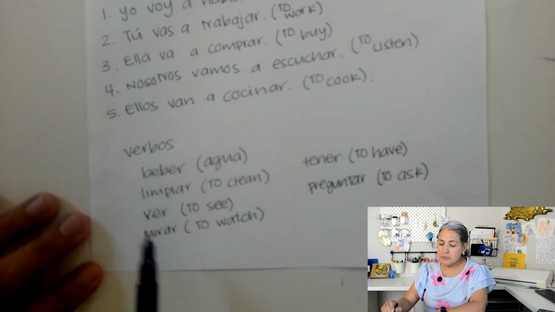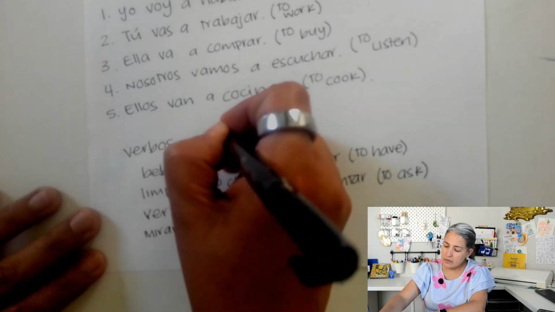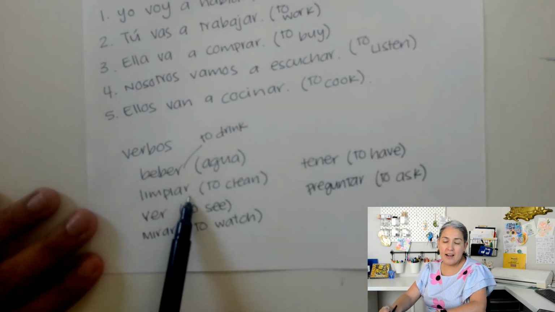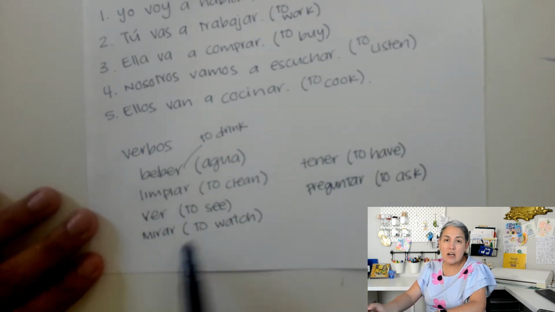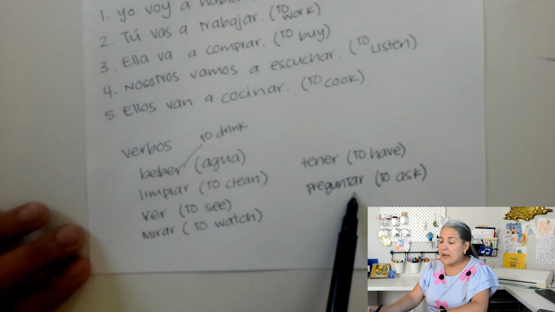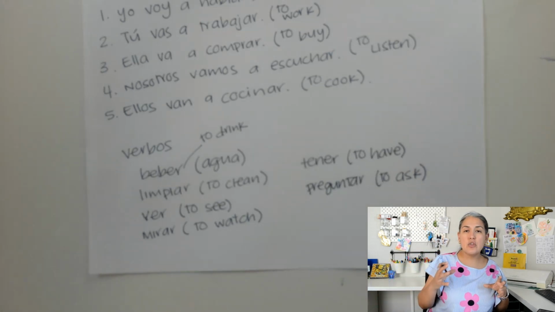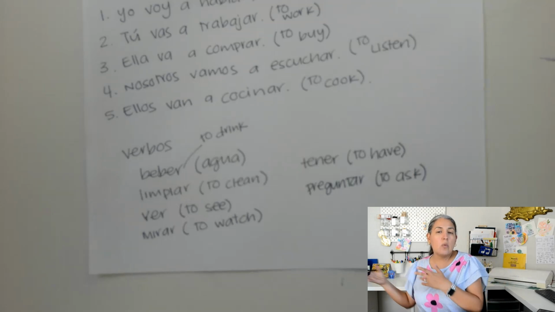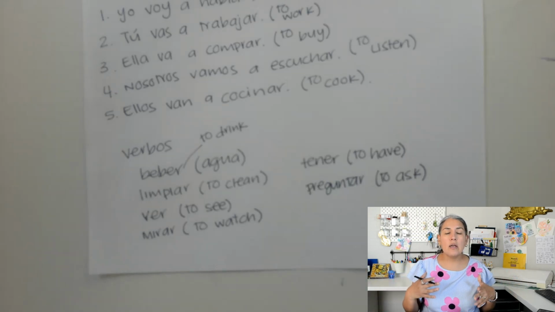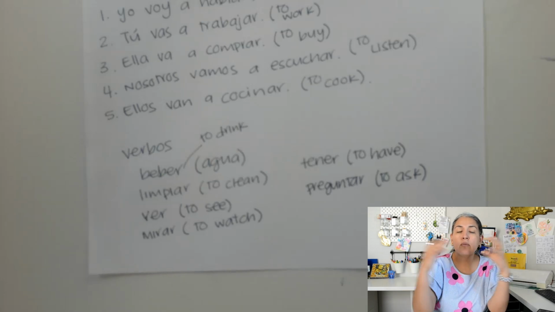Beber, limpiar. I didn't put to drink. Let me write it here. I put agua next to it. Beber, limpiar, ver and mirar are synonyms. Tener, to have. Tener is irregular. You'll use it a lot. Preguntar, to ask. So try to make sentences. Try to put words next to them. I am going to drink water. I am going to clean the house. I am going to watch TV. So a lot of very easy words we can add to the sentence to make it a complete sentence.